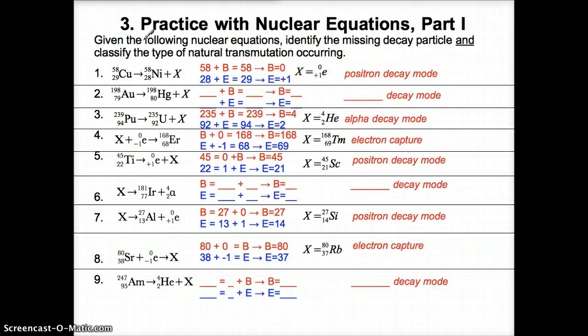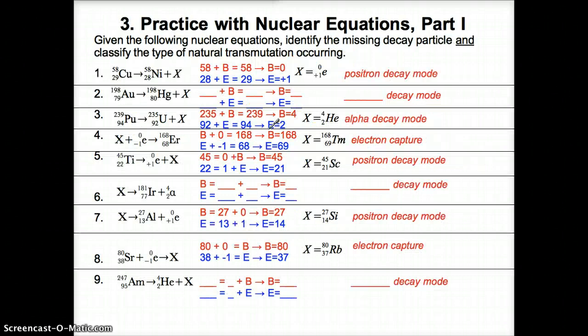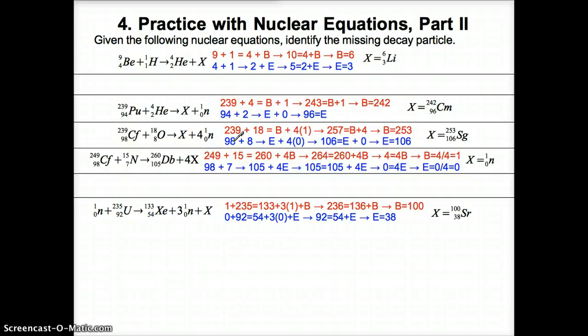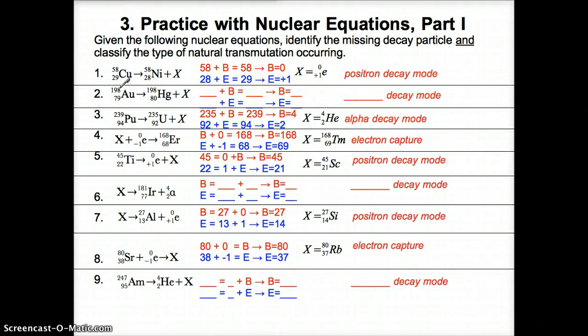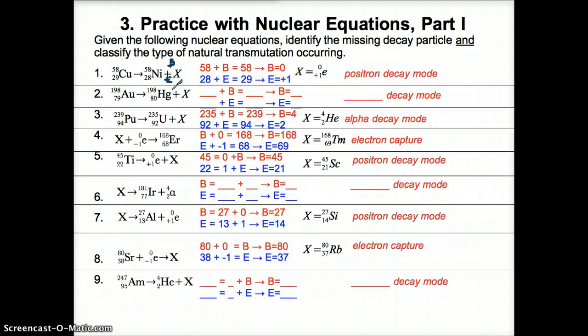Okay, so let's do some practice with nuclear equations. As we go through these, there are some that are blank, and that's because I want you to solve those. Like these that are blank, I want you to just go through on your own. But don't worry, I'll take you through step by step so we can understand this better. So step 1 is, for the unknown species X, make its mass B on top and E on the bottom. And then step 2, we have to multiply a coefficient in front of anything by the mass and charge. We don't have any of those, so we don't have to worry about that.